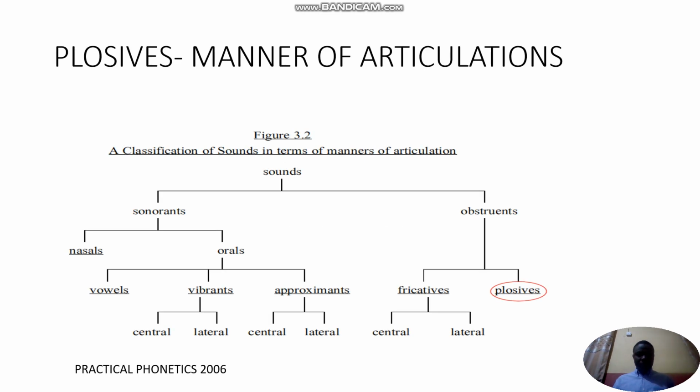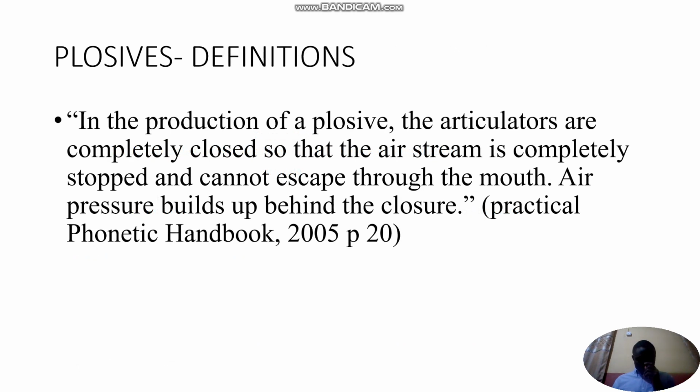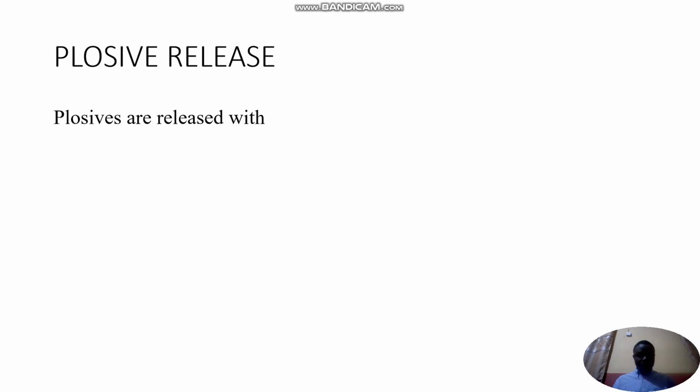Just for introduction, you know this two-way distinction between sonorants and obstruents. Of the obstruents, we're doing plosives, as circled in red. In the production of a plosive, we majorly identify three phases: the closure, the compression built up behind the closure, and then the release, right?